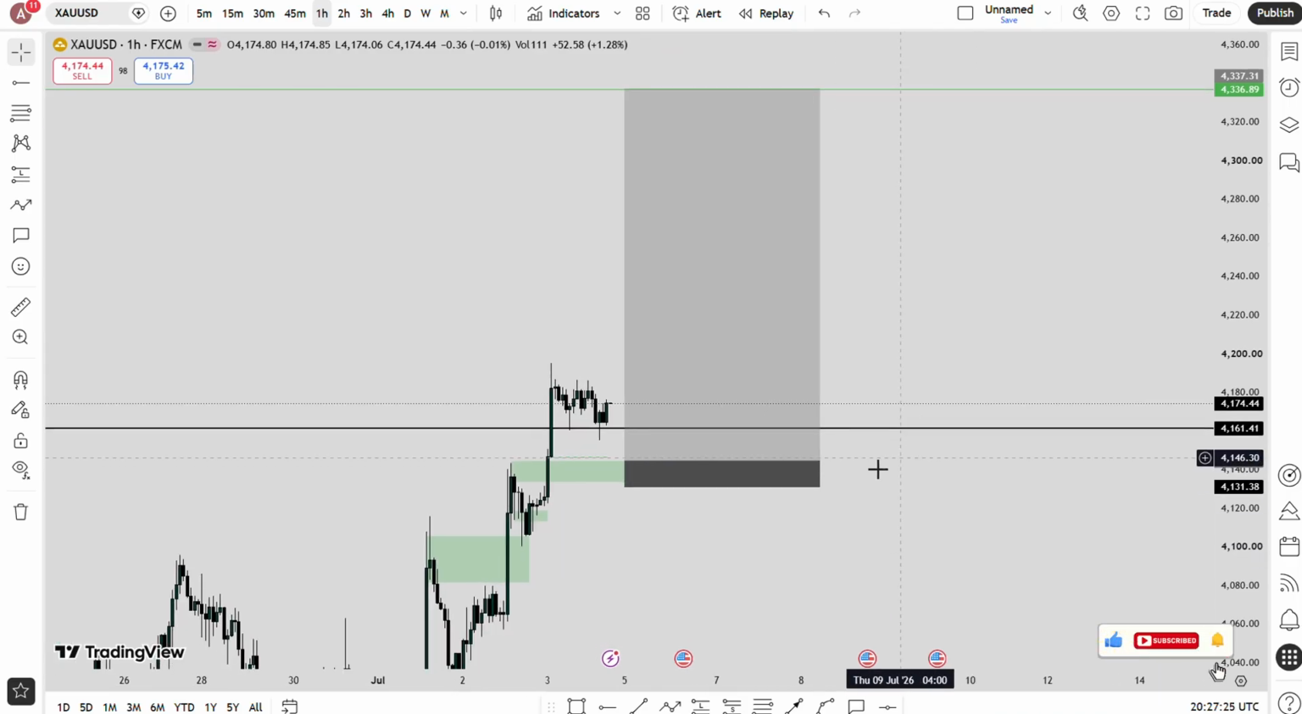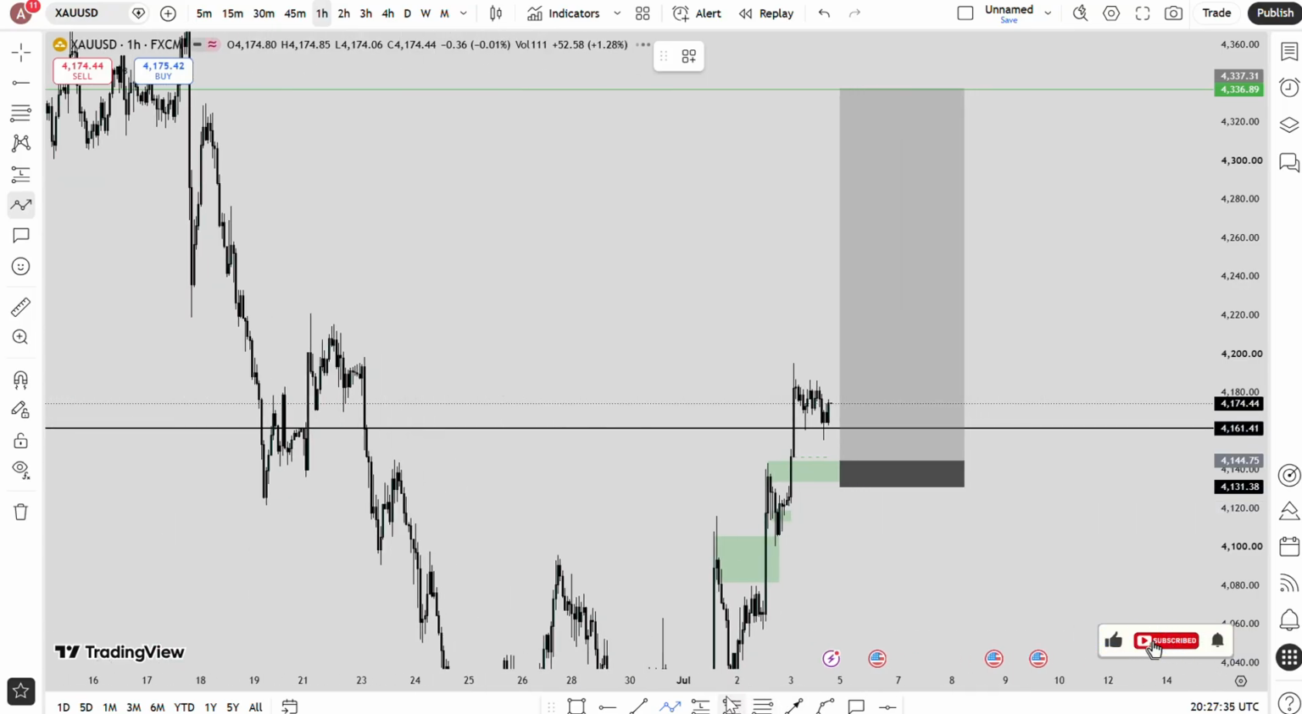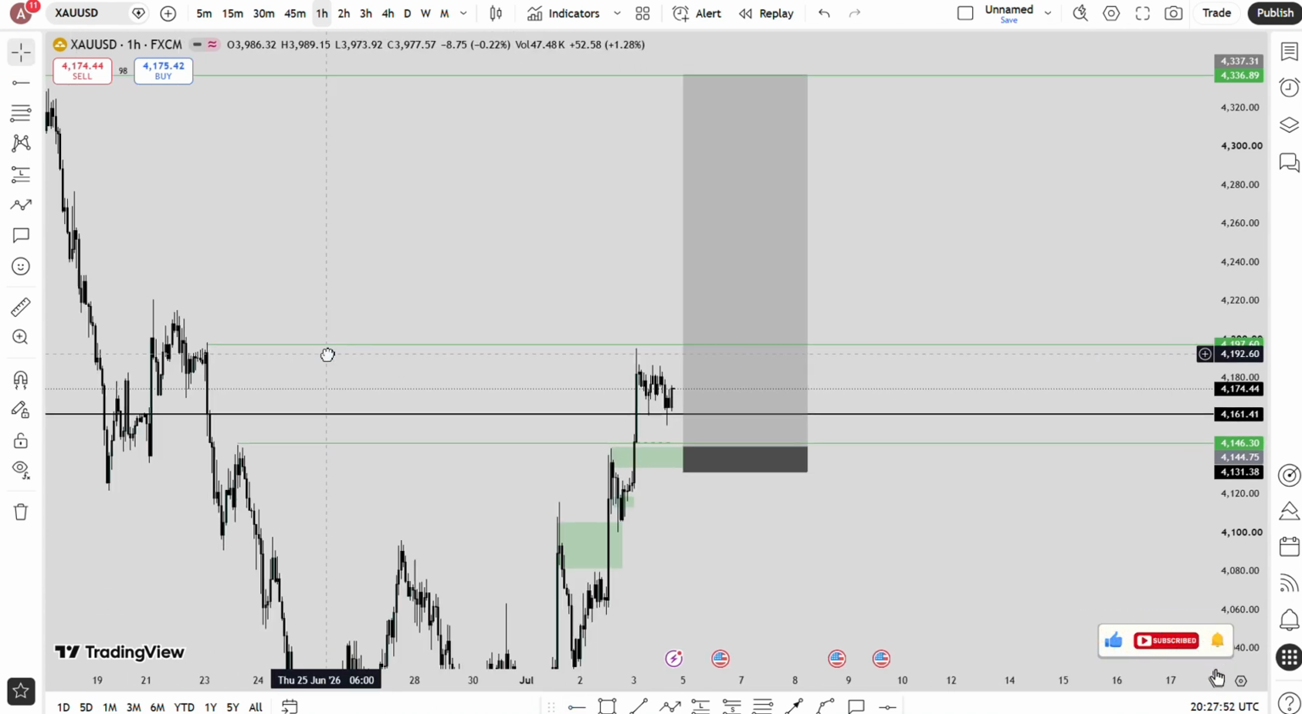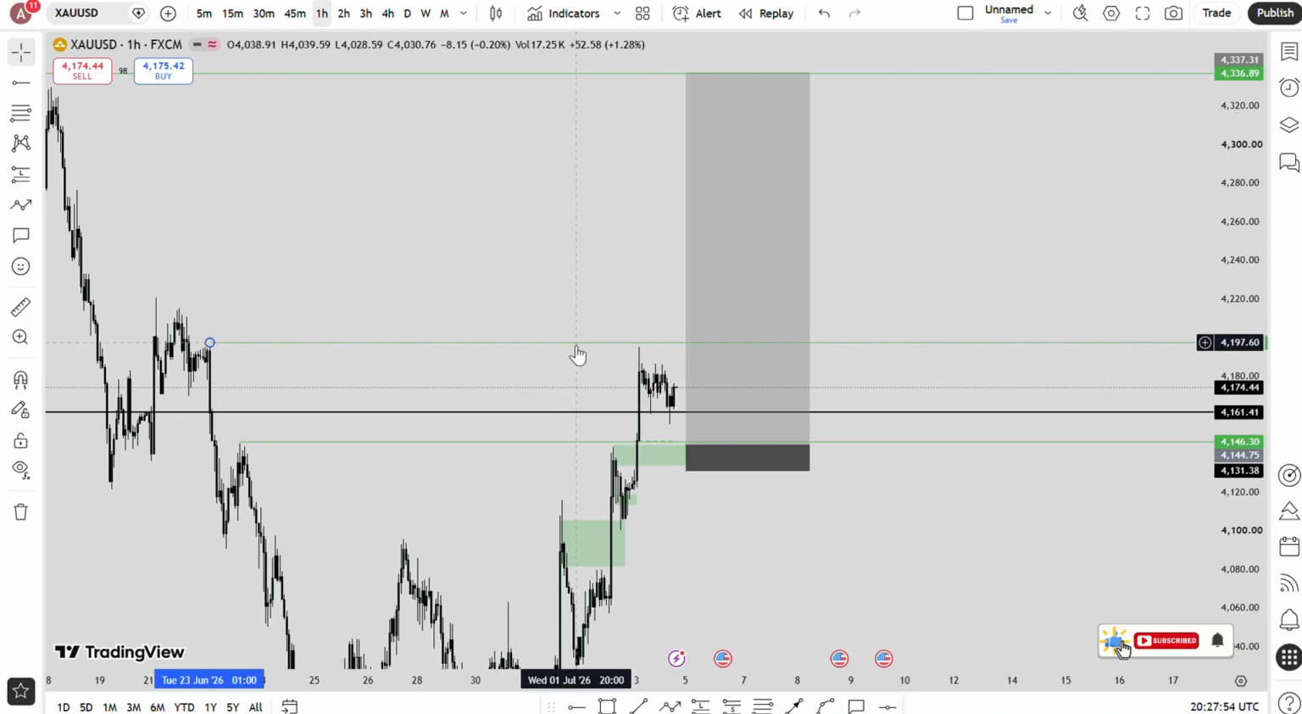And guys, so this is gold. This is already a break. This is a break, you can see it. So we have a break of structure. We have a break of structure. And this guy, price doesn't break this guy. You can see price doesn't break this guy. So that's what we want to see on gold.